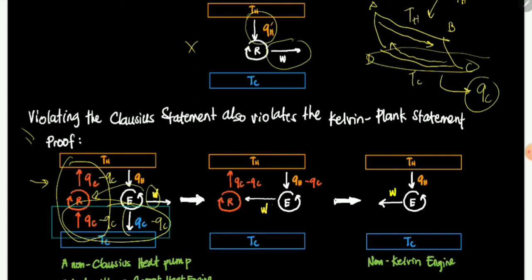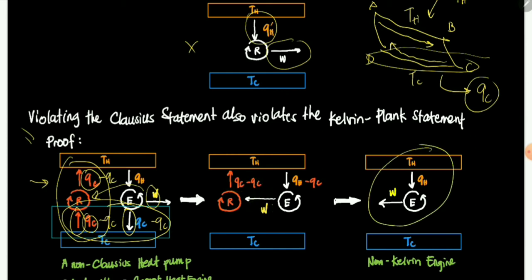Kasi meron kang QC na output, meron ka rin QC na input. So, magiging ganyan yung mangyayari. Wala ka ng QC. So, since yung QC na to is equal to the QC here, kasi kung ano yung ine-extract mo doon sa low temperature reservoir, yun din yung itatapon mo doon sa high temperature reservoir kung ikaw ay isang non-Clausius engine. Okay? So, mawawala rin to itong nasa taas kasi that's QC minus QC. Ibig sabihin, wala ka ng input, all your input becomes the work. So, this is QC minus QC.